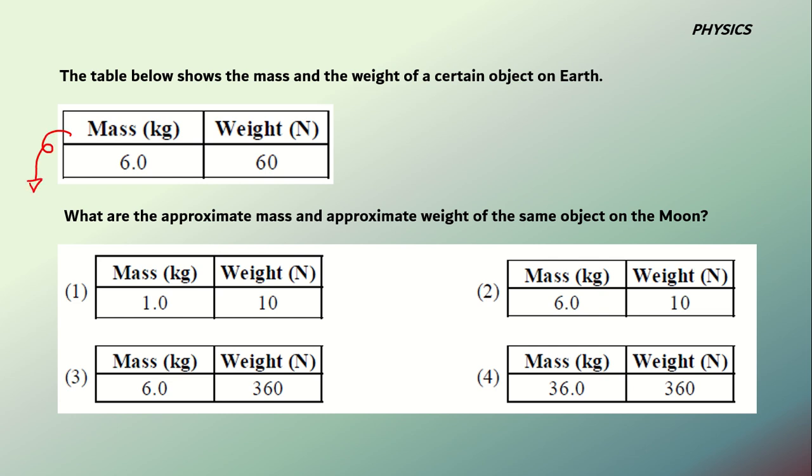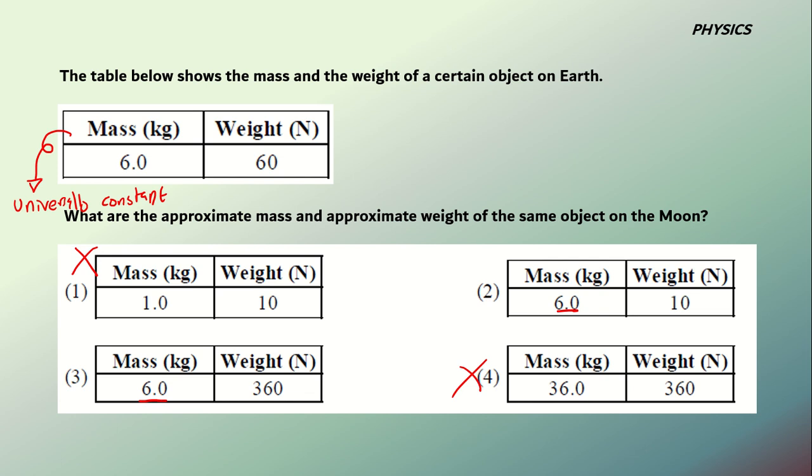And this mass is universally constant. This means if we take the mass of an object on Earth and the mass of the object on Moon, or the mass of the object anywhere in the universe, its mass remains the same. Now with this information, let's look at the options. The first one says the mass is 1 kg, but that cannot be correct because the mass is constant. And the fourth one also says the mass is 36 kg, which is also incorrect. So the second and third options say that mass is 6 kgs, which is correct.